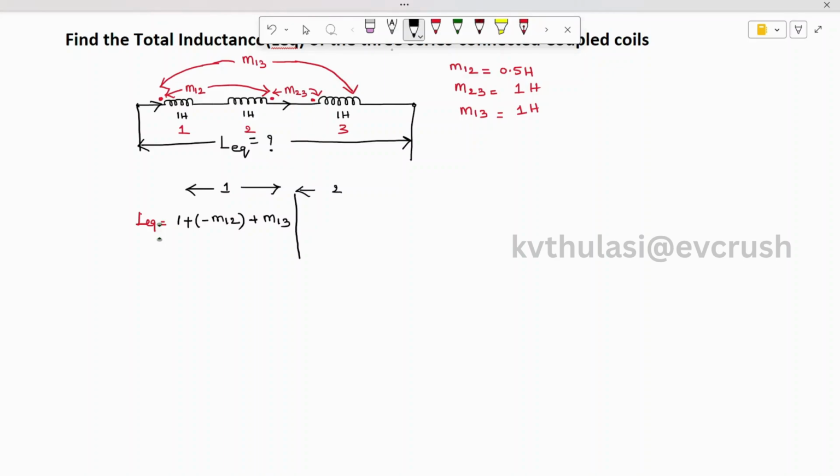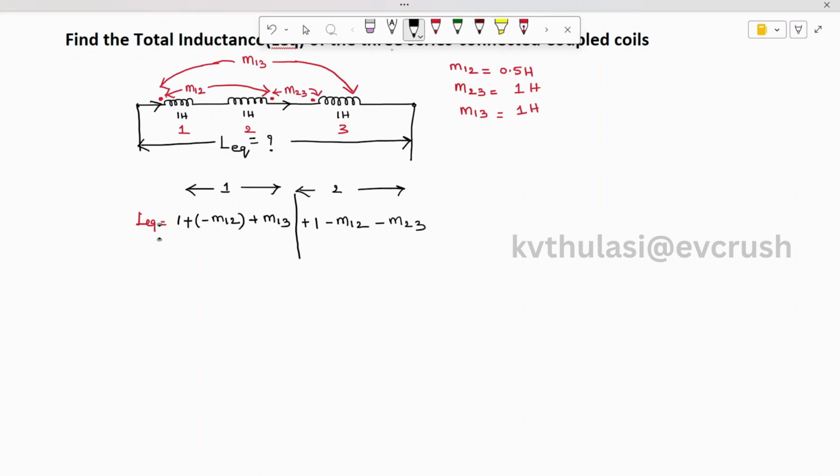Now let's write for the second coil. In the second coil, it has a self-inductance of plus 1. Coming to the mutual inductance, it has a mutual inductance from the second coil onto the first coil. The dot is entering on one and leaving on the other, therefore you are going to get minus M12. There is also a mutual inductance between the second coil and the third coil. One is leaving and another is entering, so automatically you are going to get minus M23.